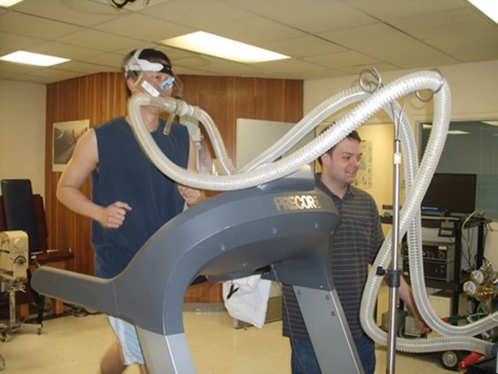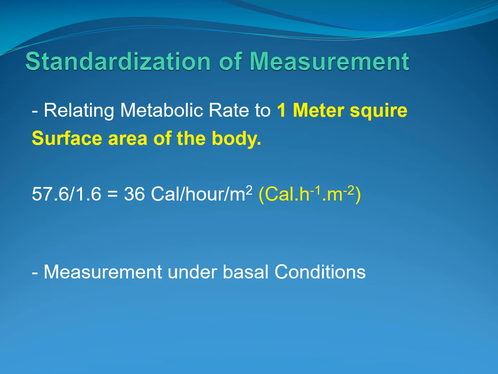By that difference, we can estimate the amount of oxygen consumed. Now you know that in 15 minutes, that person has consumed 3 liters of pure oxygen. Then you can proceed with the calculation of the metabolic rate for that person. To standardize our calculation, we are relating the metabolic rate to the surface area of the body.